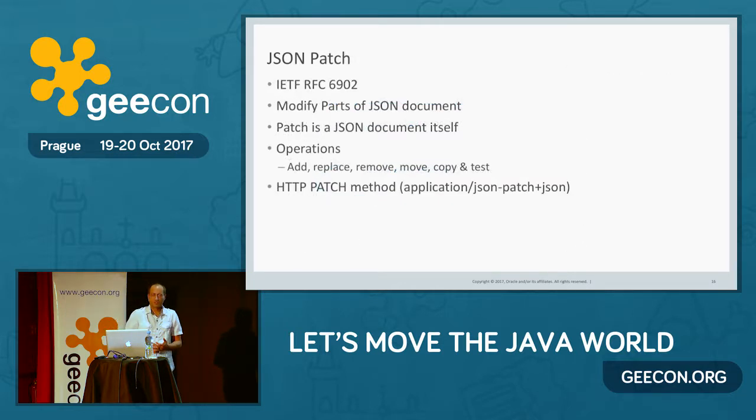JSON patch, on the other hand, allows you to modify parts of a JSON document. It's based on a JSON array. The patch is a JSON document itself. It has a defined structure, which I will show you on the next slide, and a predefined set of operations, basically add, replace, remove, move, copy, and test.